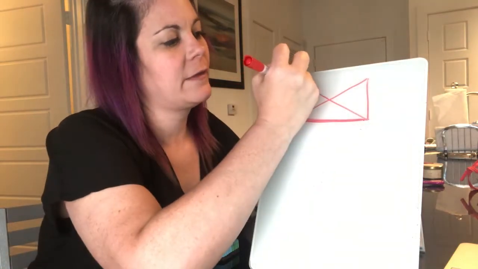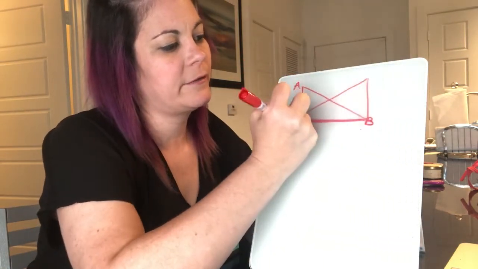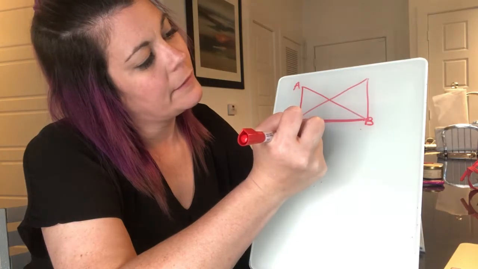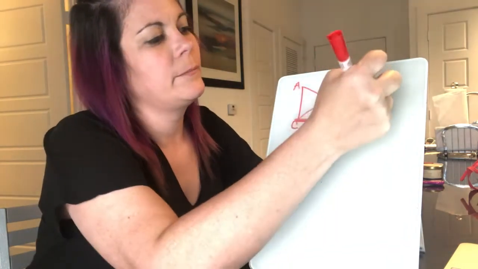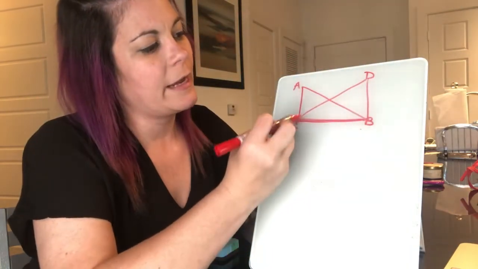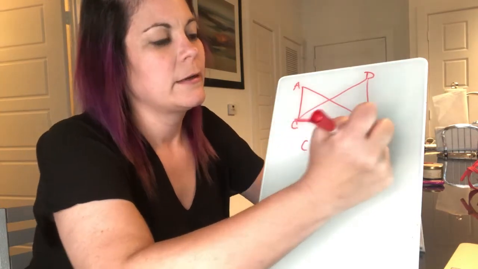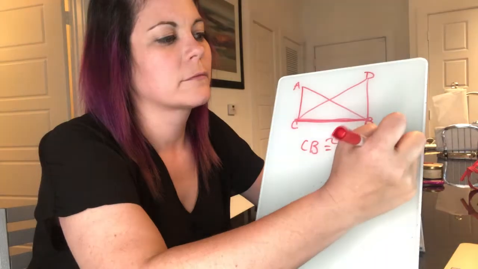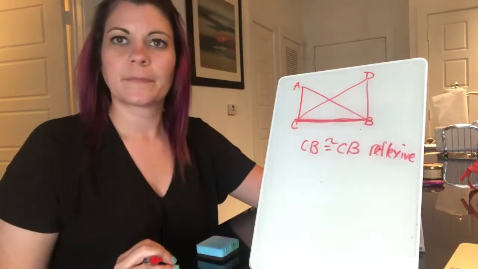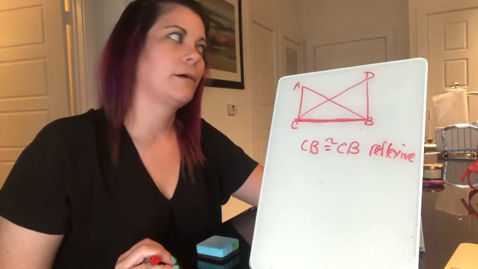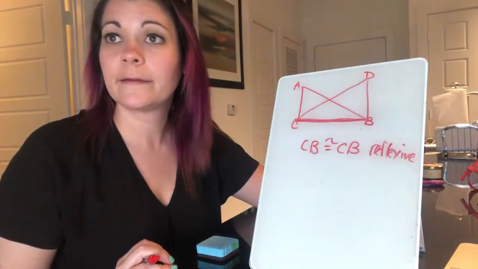So if I say this is A, B, C, and then I say this is D, B, C, then I can say CB is congruent to CB because of reflexive. Okay, because of reflexive.